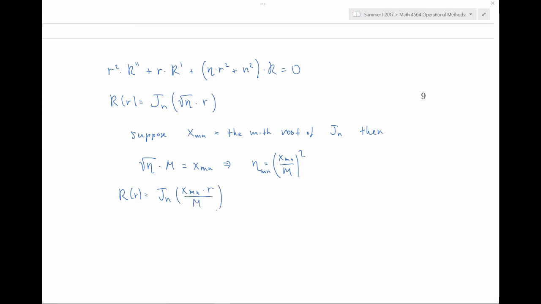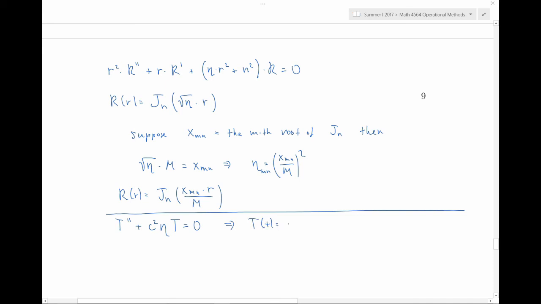All we have to do now is to figure out the solution for the function T. The equation for T reads T double prime plus c squared eta times T equals 0, and it has a set of solutions. It's going to be some coefficient times cosine of c times square root of eta times t, plus some other coefficient times sine of c times the square root of eta times t.